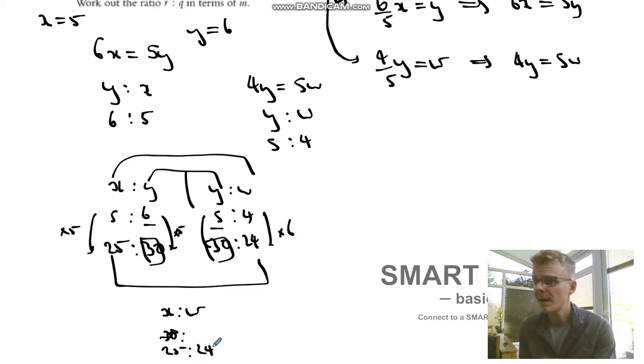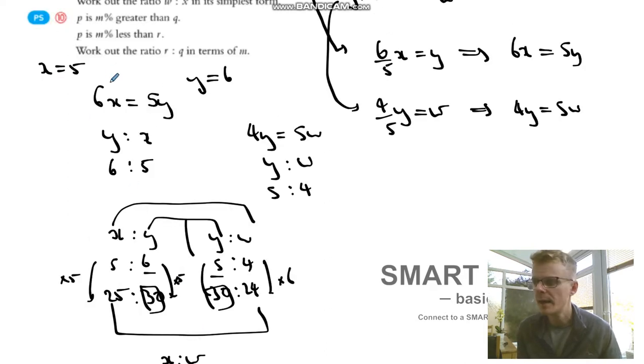I'll carry on going, but pause the video, have another go at 10 now with that idea in mind of how you can go from percentage, decimal, multiplier if it's appropriate, to an equation, to a ratio, and then see if you can get the answer.